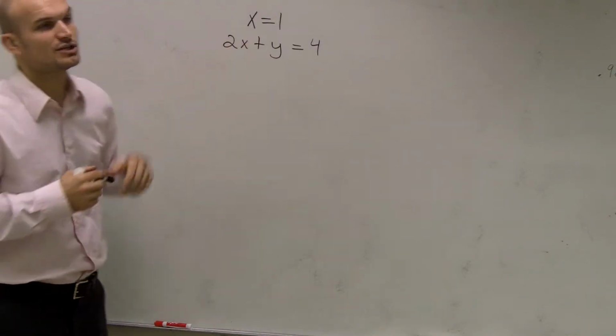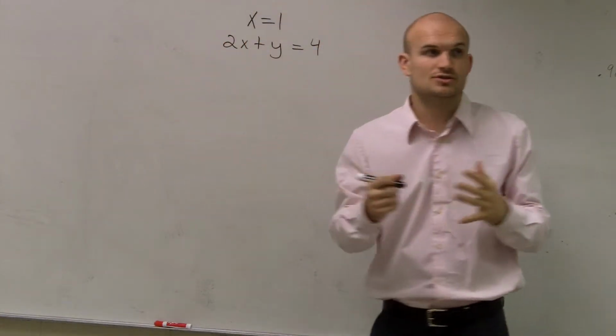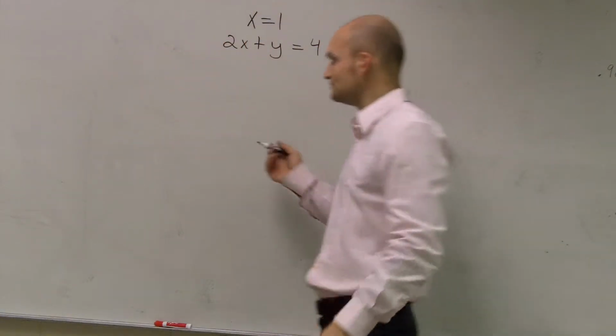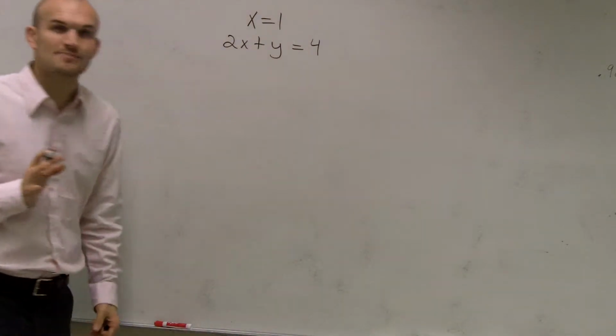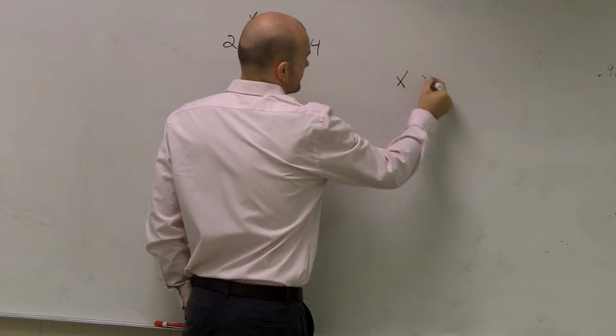So the first thing is we need to graph x equals 1. And this is one of the harder equations for students to really understand how to graph. And the best way I can really explain how to graph x equals 1 is to create a table.